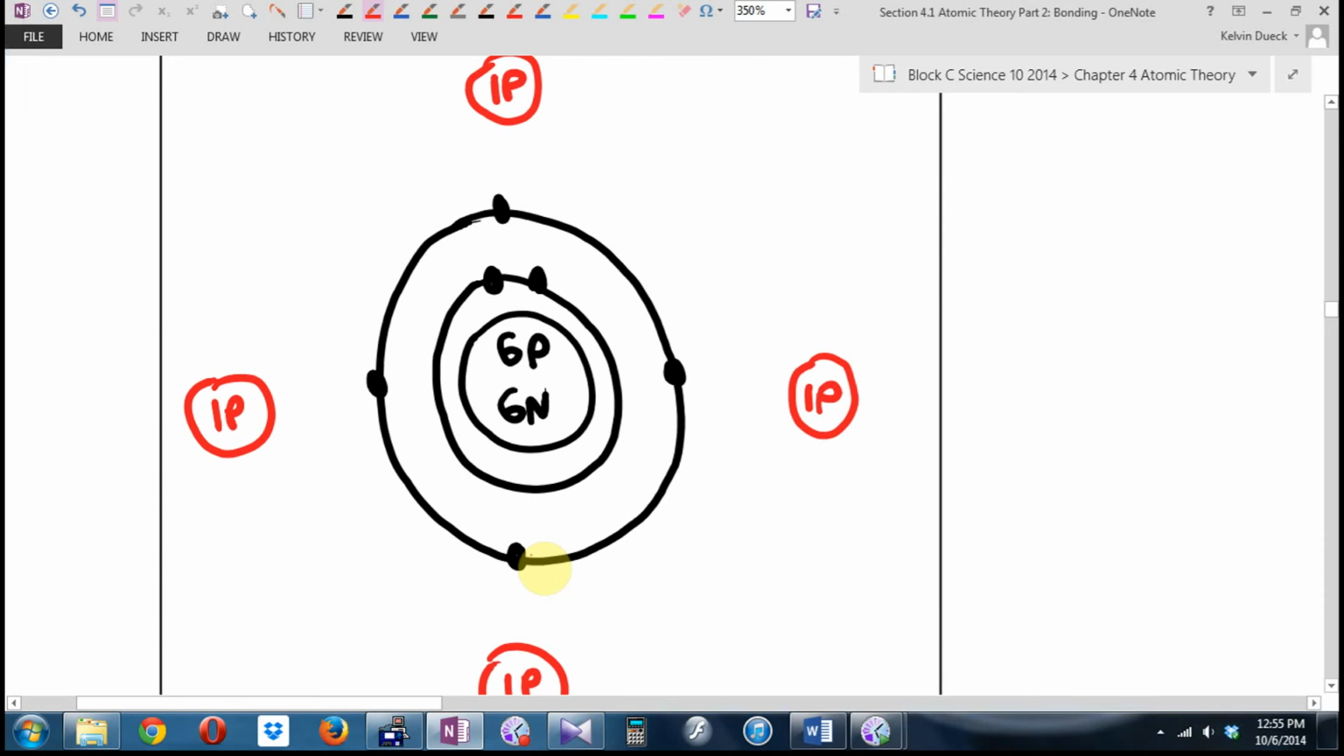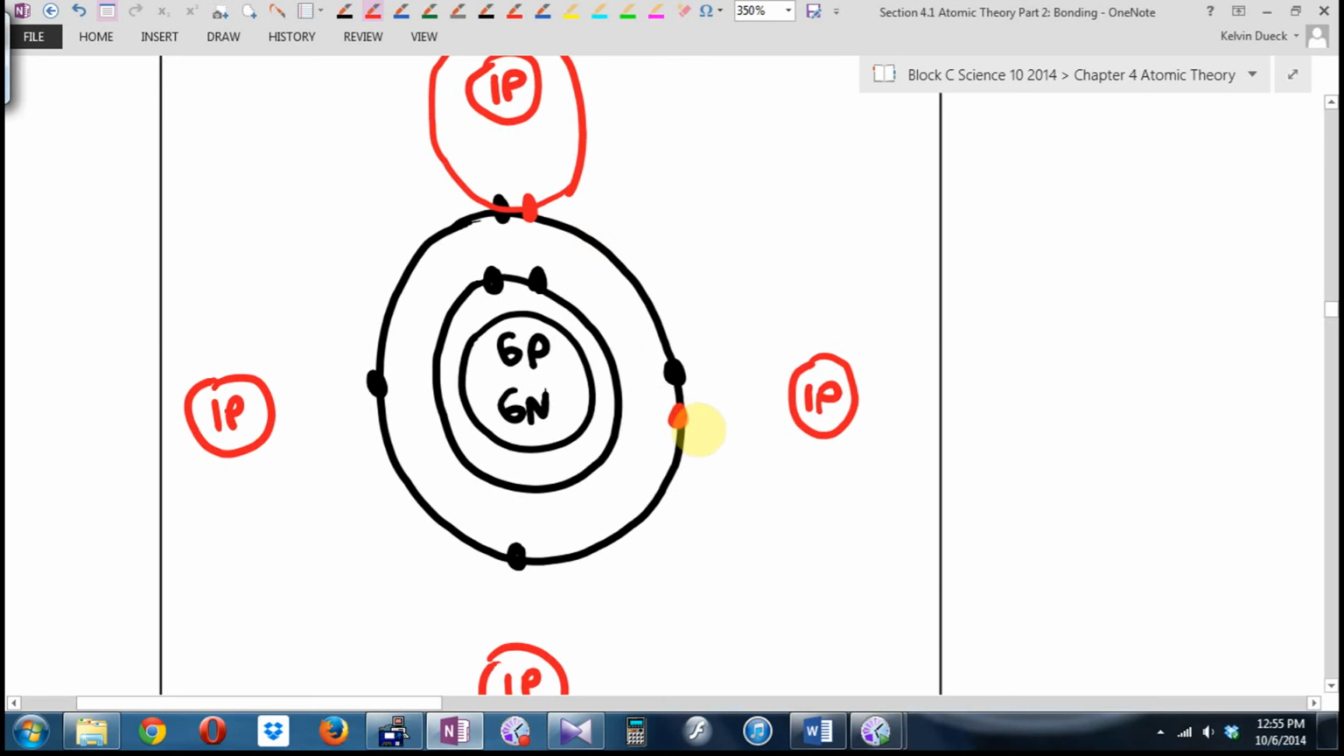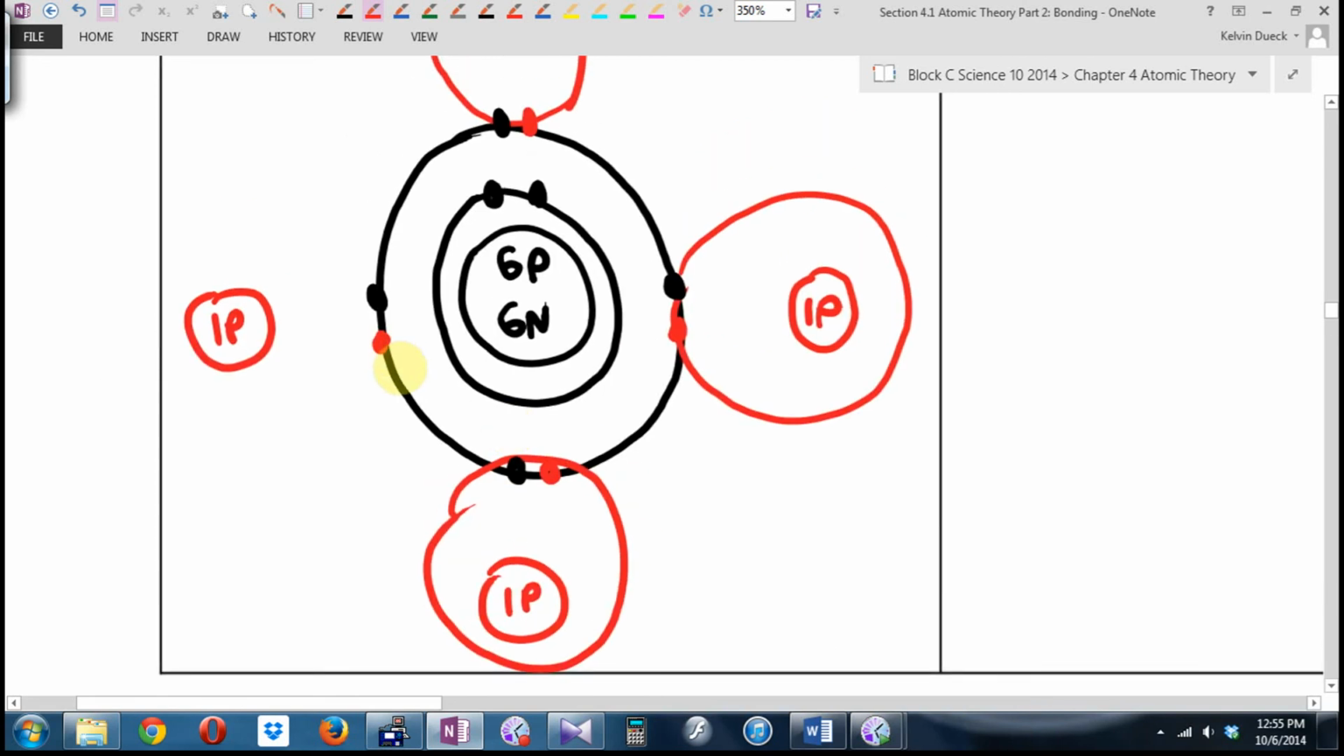How many electrons does hydrogen have? One. Bonk. But it's going to share that other one with carbon. And now, woohoo, this hydrogen has a full outer shell. It's going to share with carbon. Woohoo, this hydrogen has a full outer shell. Now we have a full valence shell.